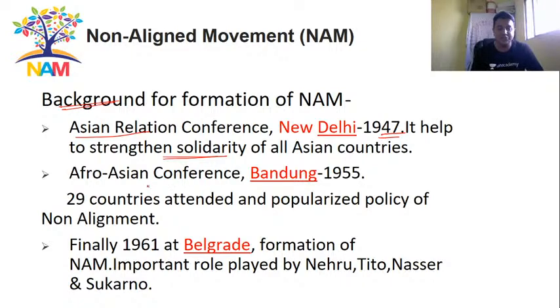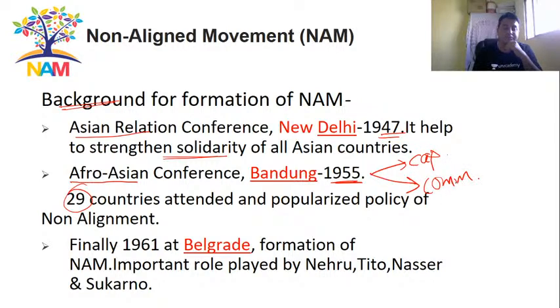That was the basic intention. So in 1955 in Indonesia, another conference was organized, known as the Afro-Asian Conference, in which 29 countries from Asia and Africa participated, where they conceived the idea of non-alignment, meaning they should not get involved in Cold War politics, neither with capitalism nor with communism. They should follow an independent foreign policy. Okay.